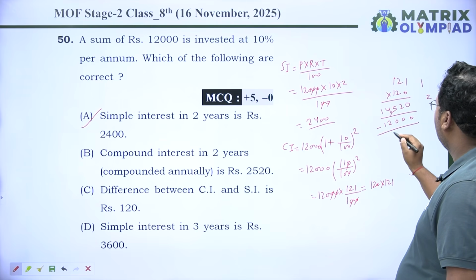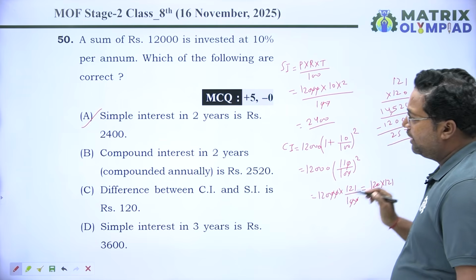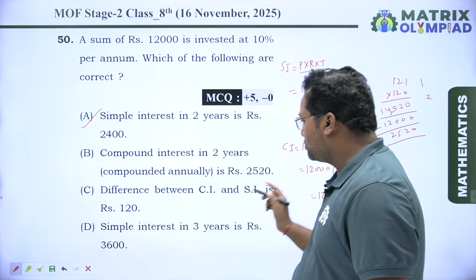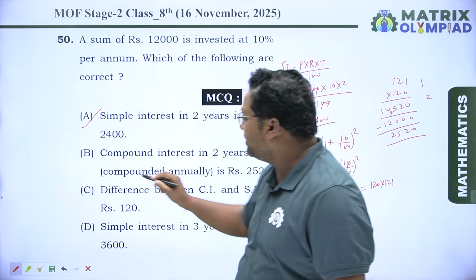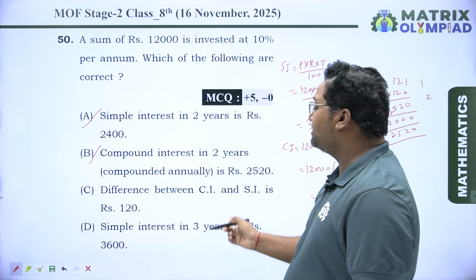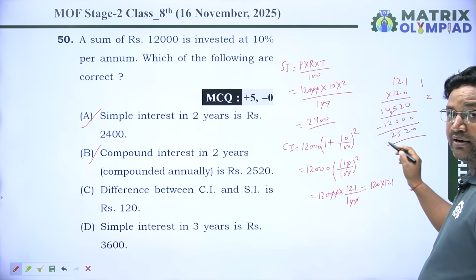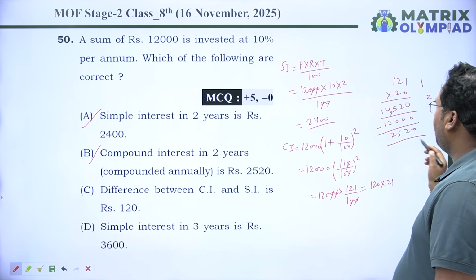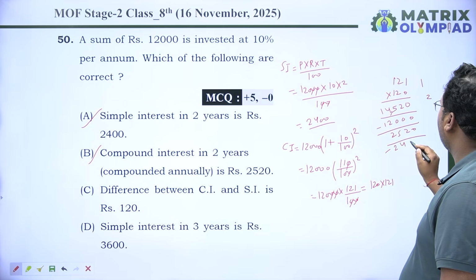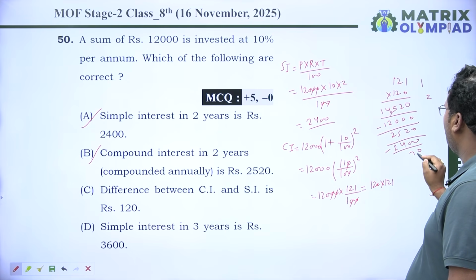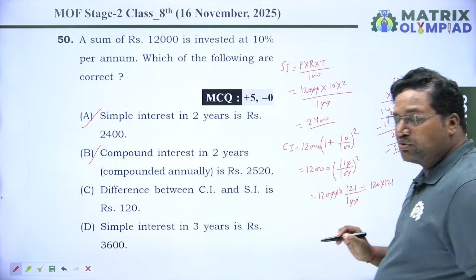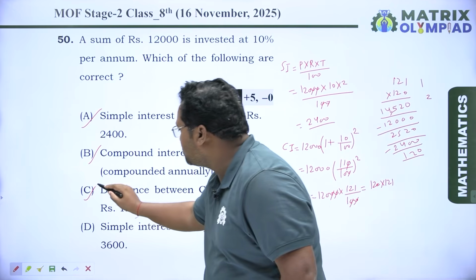So we will get 2,520. It means compound interest in 2 years is rupees 2,520. It means option B is also correct. Next is, the difference between CI and SI is rupees 120. So we have to subtract 2,400 from 2,520. So we will get 0, 2, 5 minus 4 is 1. So it is 120. It means option C is also correct.